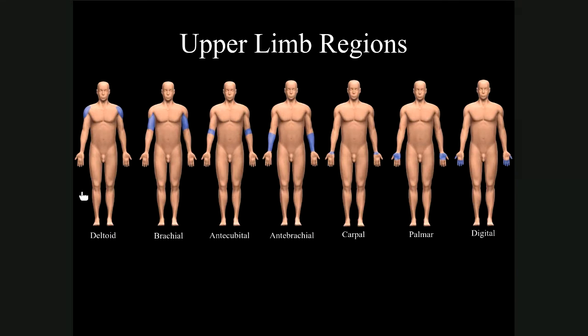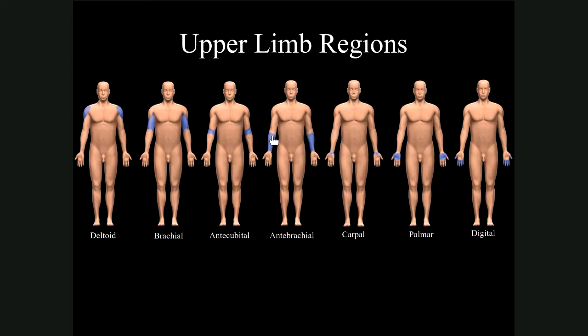Okay. Then we have our upper limb regions. What's highlighted in blue here will be your deltoid, also referred to as shoulders, also referred to your acromial region. What's highlighted in blue in the second diagram will be your brachial. Brachial means arm. What's highlighted in blue in the third picture will be your antecubital. Antecubital, anterior and posterior will be your elbow.